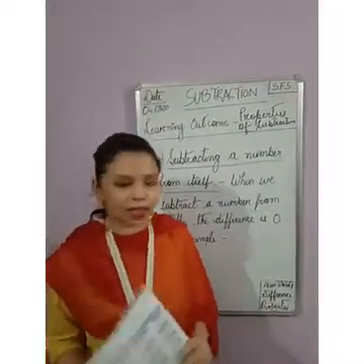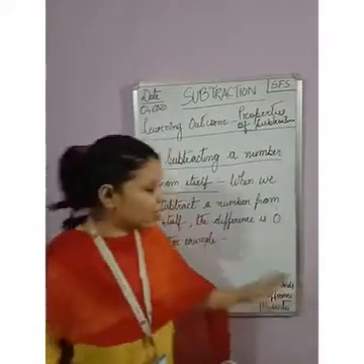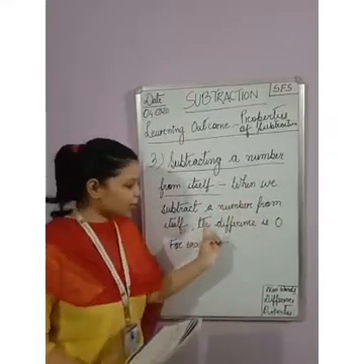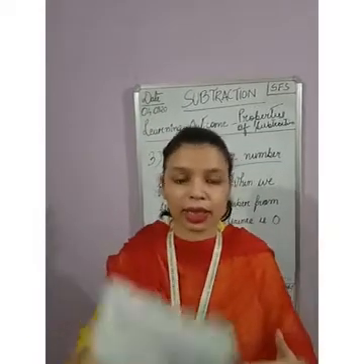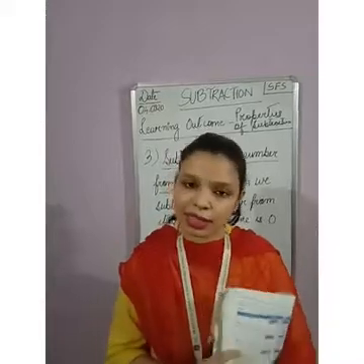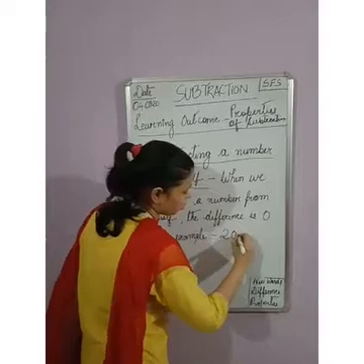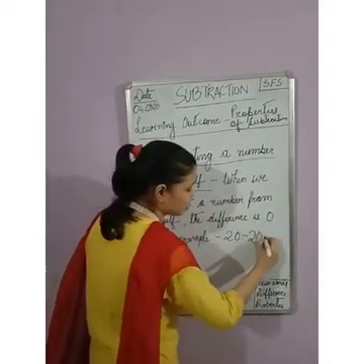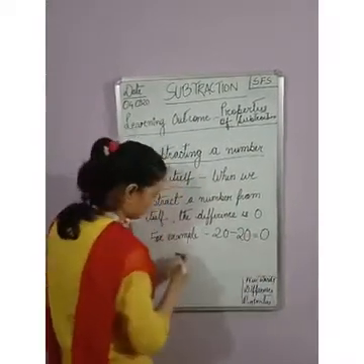The third property is subtracting a number from itself. So let me read it out. When we subtract a number from itself, the difference is 0. That means when we take the same number and subtract it, the answer is 0. So for example, I am taking the number 20. Now I have to subtract 20 from 20. I have to take the same number. What is the answer? The answer is 0.